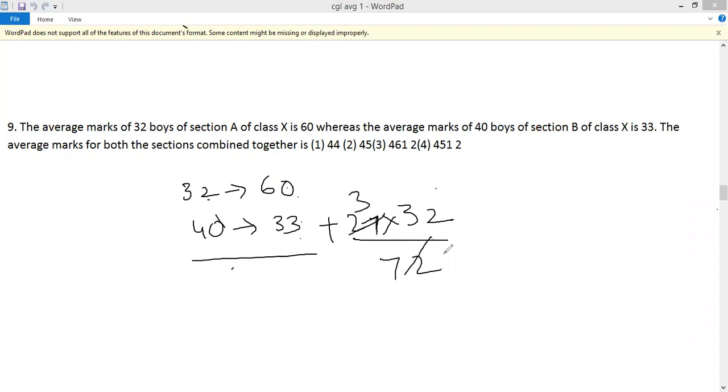9 3 ja, 9 8 ja. 8 1 ja, 8 4 ja. 4 3s are 12. 12 plus 33 is 45. 45 is the answer.